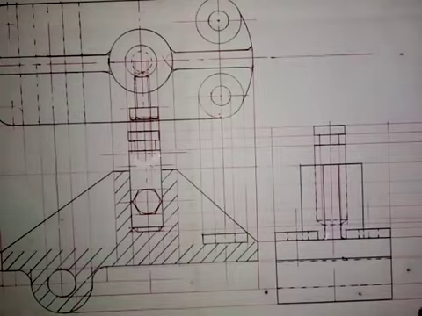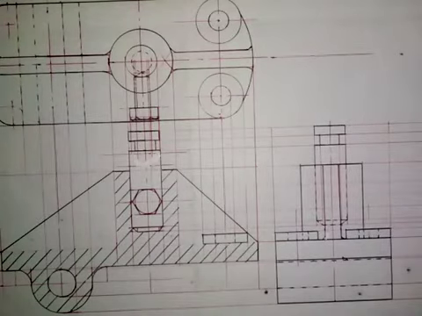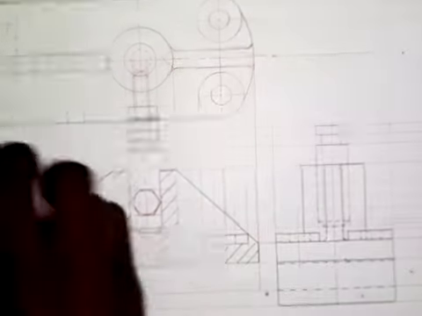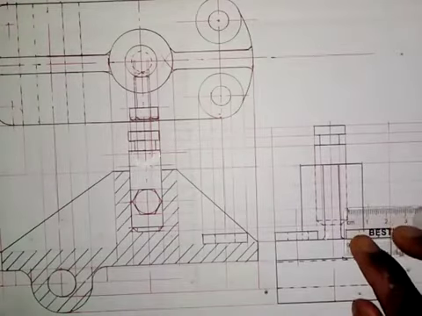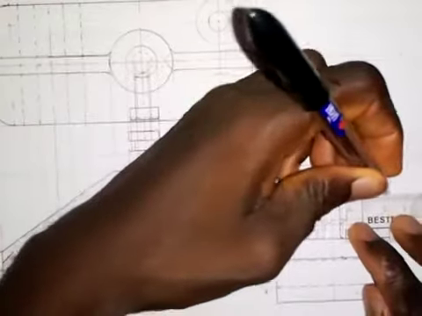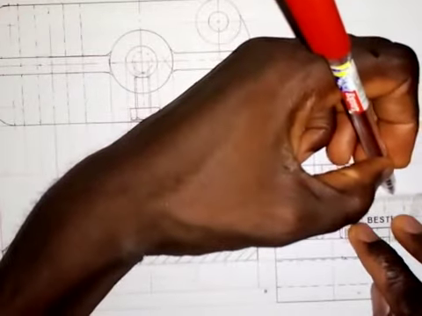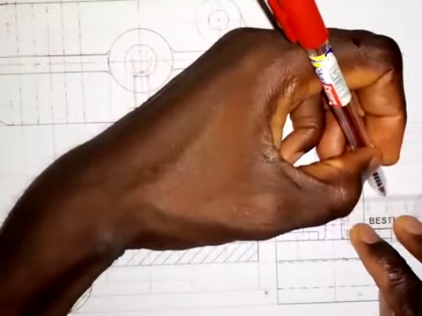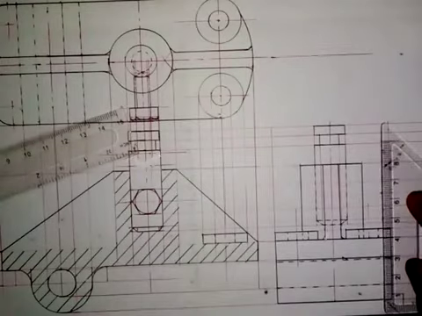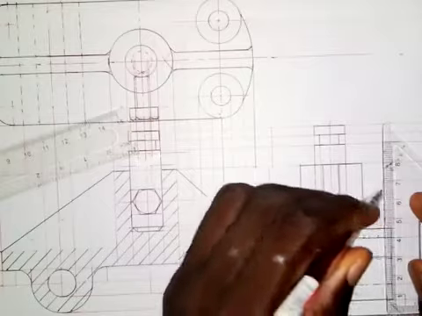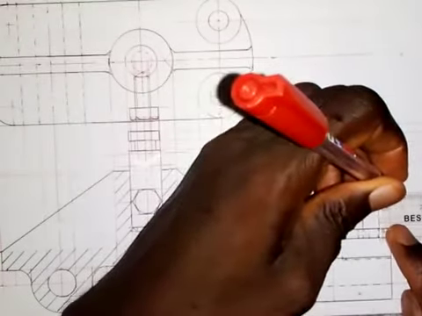Another thing that we are going to have here is the cell screw. We are going to show it here. First of all, from here I'm going to take a measurement of 18 millimeters, so this is 18 millimeters here. Then I will take 6 for the hexagonal head of the cell screw. So I'll take 6 millimeters from here. Here I'm going to draw a vertical line. Sorry, this is 6 millimeters here.